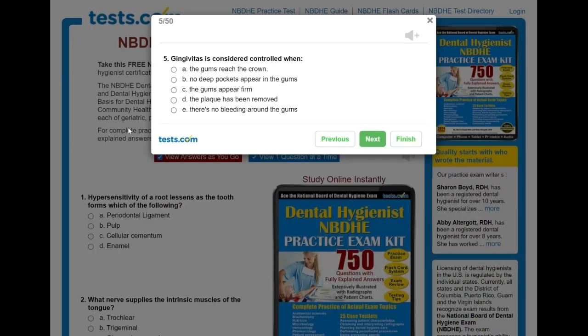Question 5. Gingivitis is considered controlled when A. The gums reach the crown. B. No deep pockets appear in the gums. C. The gums appear firm. D. The plaque has been removed. E. There's no bleeding around the gums.